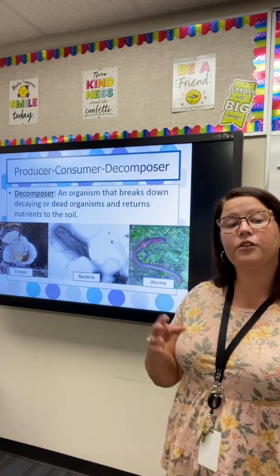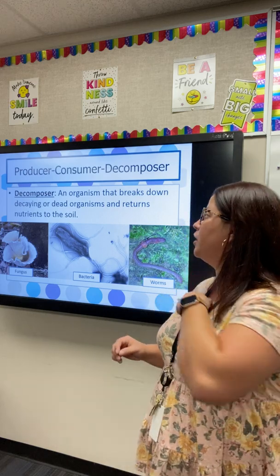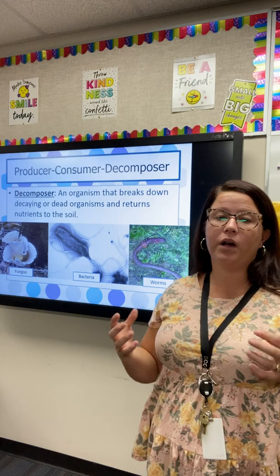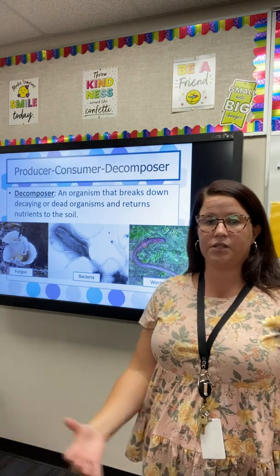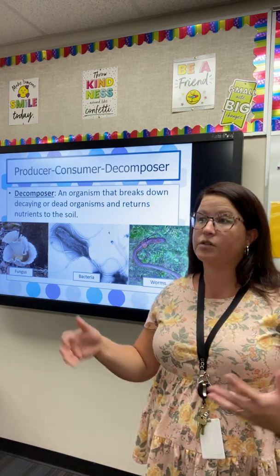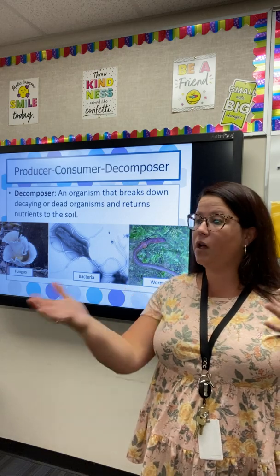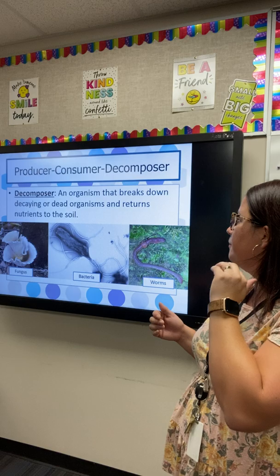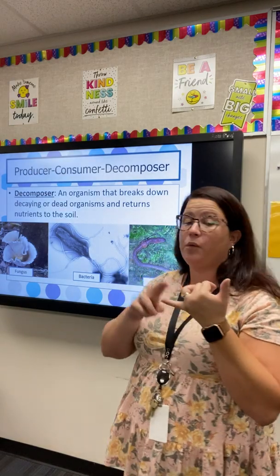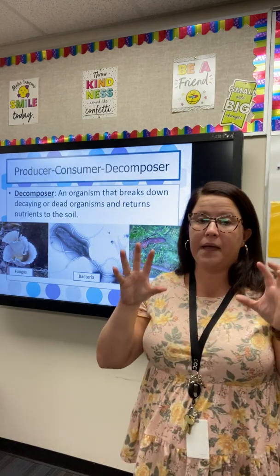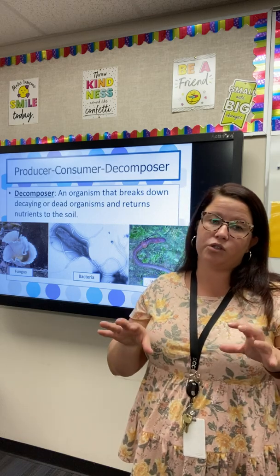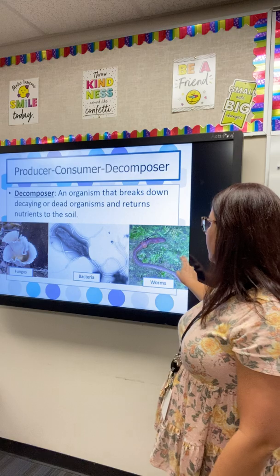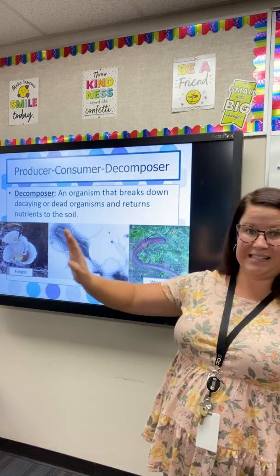Okay, so then there is a third part to this, and that is a decomposer. A decomposer breaks down decaying or dead organisms and then returns the nutrients to the soil. Producers can get food from the soil. An organism that is a decomposer is something like worms, bacteria, fungus. They break down something and then return the nutrients back into the soil. So it is all a big cycle.